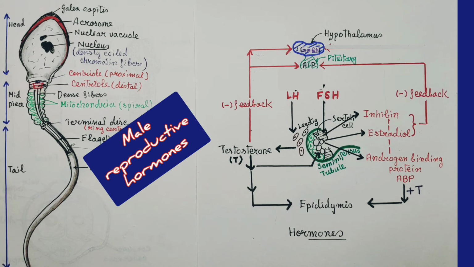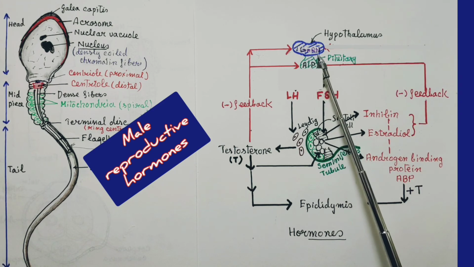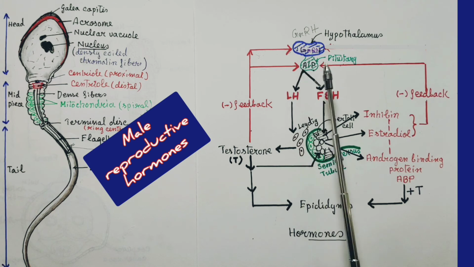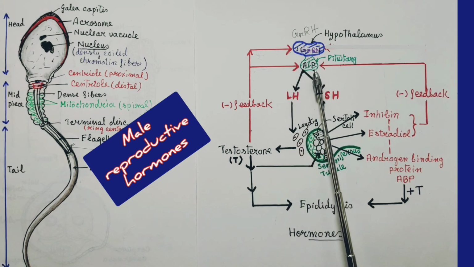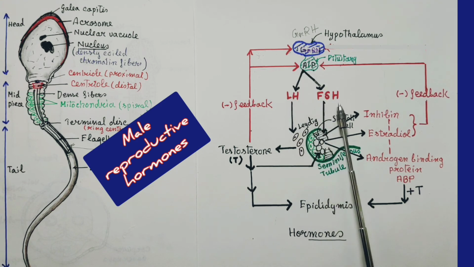Like the female reproductive system, the male reproductive system is also controlled by hormones. And let us now discuss this. At the onset of puberty, the hypothalamus starts releasing GnRH, that is gonadotropin releasing hormone. The high pulses of GnRH stimulate the pituitary gland, and from the anterior part, LH, luteinizing hormone, and FSH, follicle stimulating hormone, start secreting.